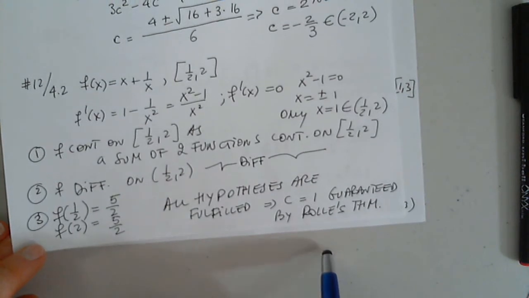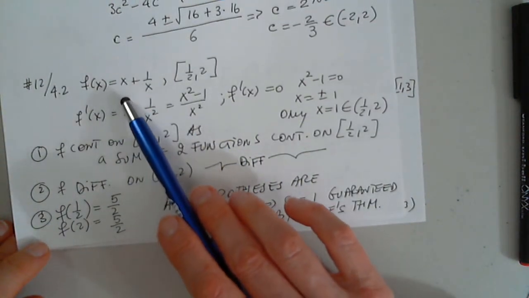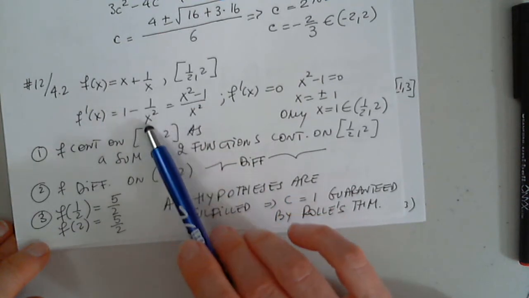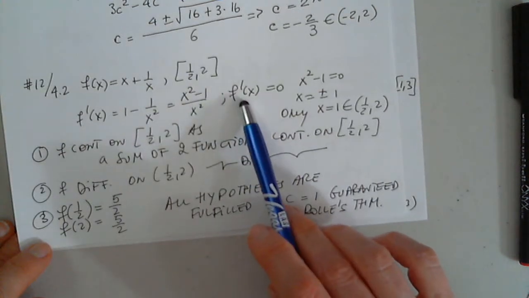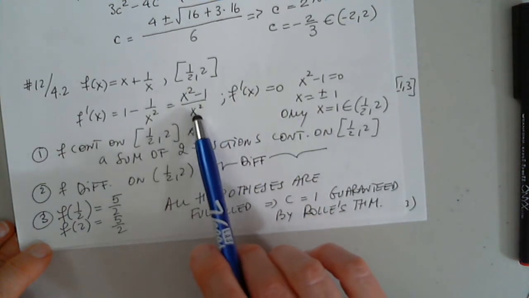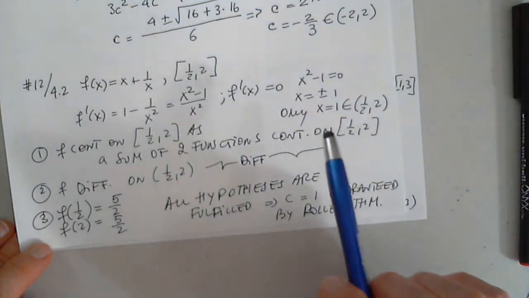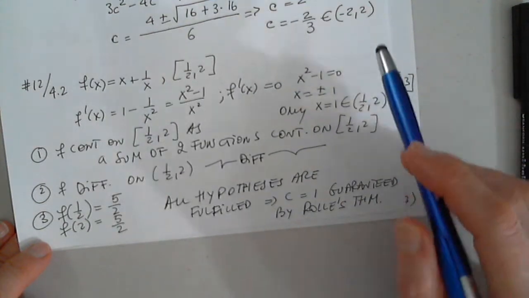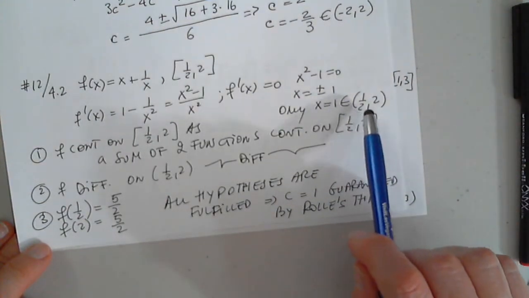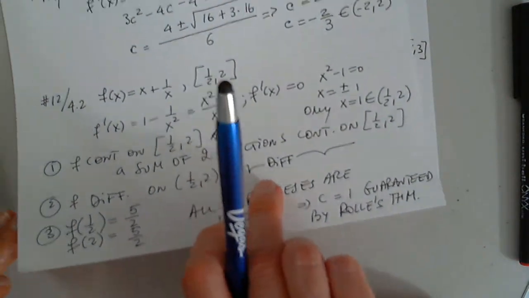So then when you differentiate, we get 1 minus 1 over x squared, or x squared minus 1 over x squared. The function is undefined at 0, but 0 is not in the interval, so there is no point in discussing that. But f prime is 0 when x equals 1 or -1, but only 1 is in the interval 1/2, 2, -1 is not. So then c equals 1 is guaranteed by Rolle's theorem.